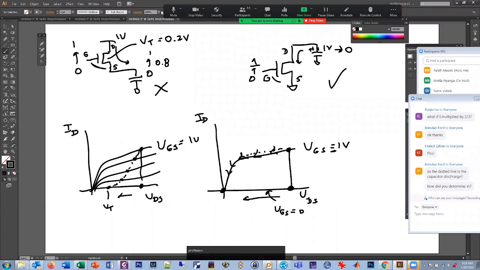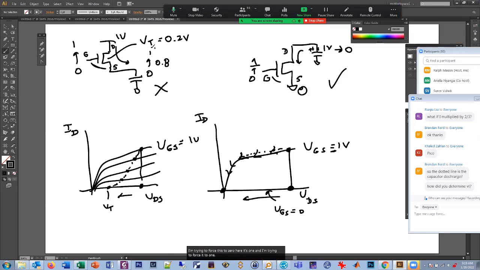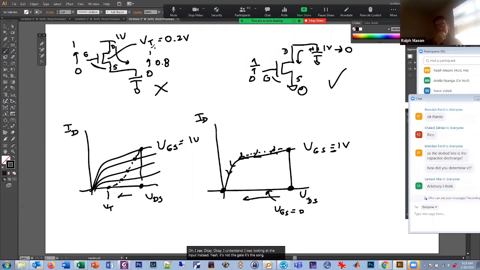Professor. Yep. I don't know if maybe I'm misreading this, but it kind of looks like on the one on the right that you're also trying to pass 1. On the right? Yeah. No, it started at 1, but I'm trying to force it to 0. I'm discharging it to 0. So this is my 0. I'm trying to force this to 0. Here it's 1, and I'm trying to force it to 1. Oh, I see. Okay. I understand. I was looking at the input instead. Yeah, it's not the gate, it's the source or the drain, whichever.